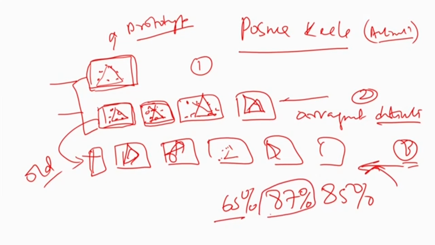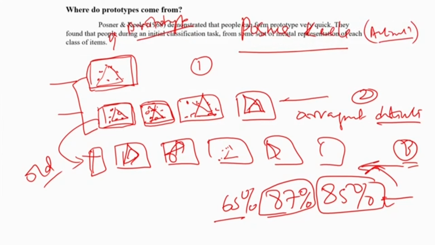Now, what is of interest to us is this 85%. Although subjects were not shown the prototype figure at all, they were able to identify it on their own. How does this happen? When classifying something, subjects create a mental representation, a mental abstraction, and these abstractions are used for classifying new things. This is how prototypes really come about.